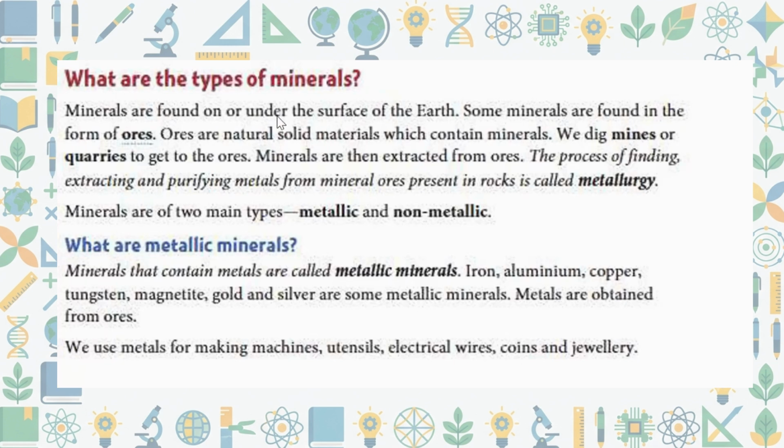Types of minerals. Minerals are found on or under the surface of the earth. Some minerals are found in the form of ores. Ores are natural solid materials which contain minerals. We dig mines or quarries to get to the ores. Minerals are then extracted from the ores. The process of extracting and purifying metals from mineral ores present in rocks is called metallurgy. Minerals are of two main types.